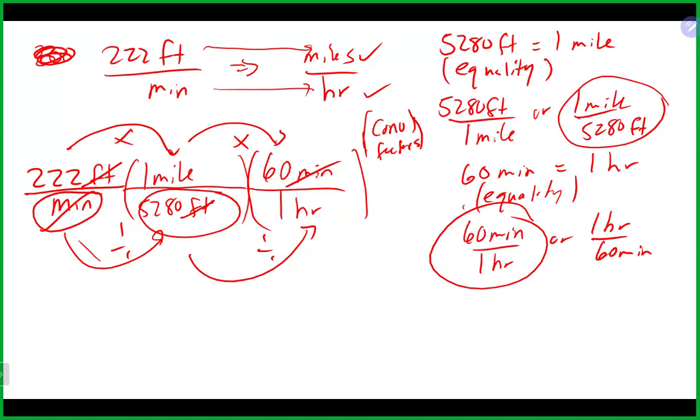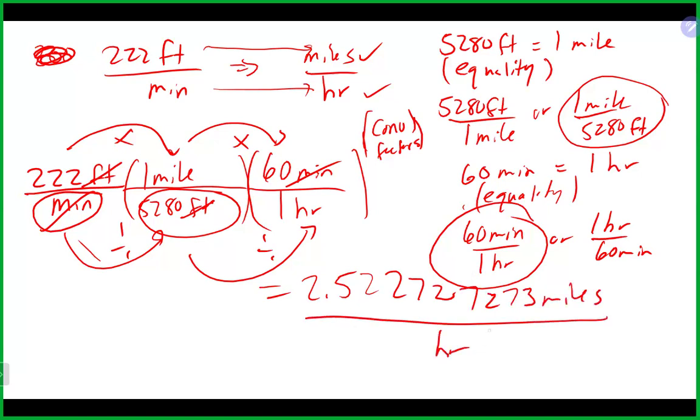And we're going to end up with here 2.5227272. That's good enough here. 7273. The units are miles over hours in this case.